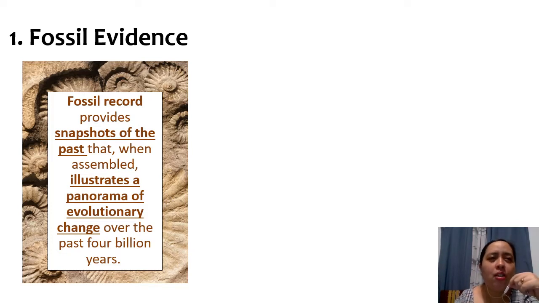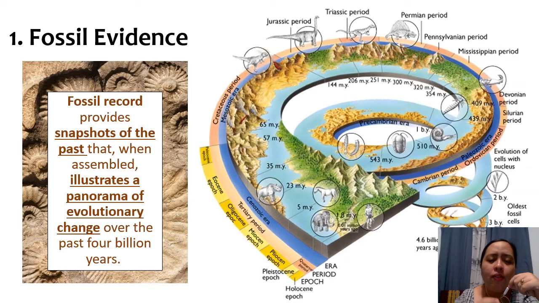Now, these snapshots, or these fossil records that could be found in different places of the world, when you assemble them chronologically, depending on the carbon date, or how old the fossil is, when arranged in chronological order based on the age of these fossils, it will illustrate a panorama of organisms. Now, this panorama will give people ideas, from small ones to large ones, until these organisms become so humongous and gigantic, and then all of a sudden they become extinct or are no longer living in our current era.